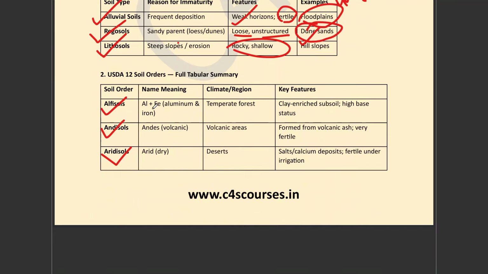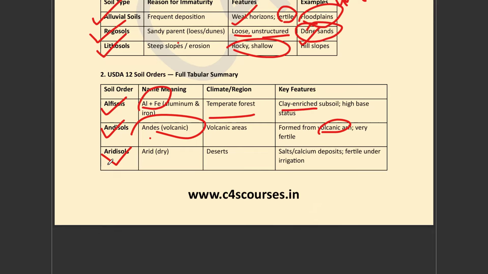Alfisols mean the combination of aluminium and iron. It is dominant in the regions of temperate forest. It has a clay enriched subsoil, and the base state is high. Next comes your Andisols. As the name says, it is from the Andes mountains, and it is volcanic in nature, formed from volcanic ash. We all know that volcanic soil is very fertile.